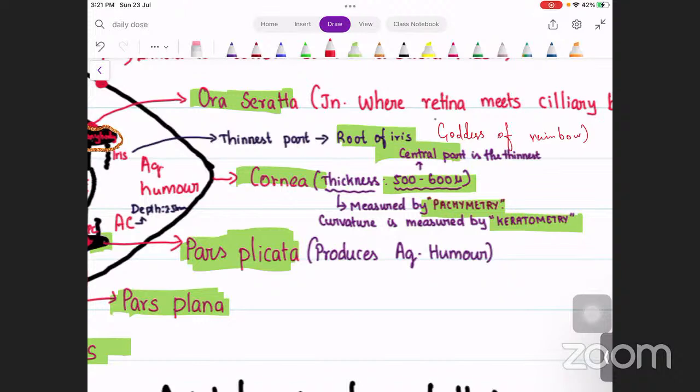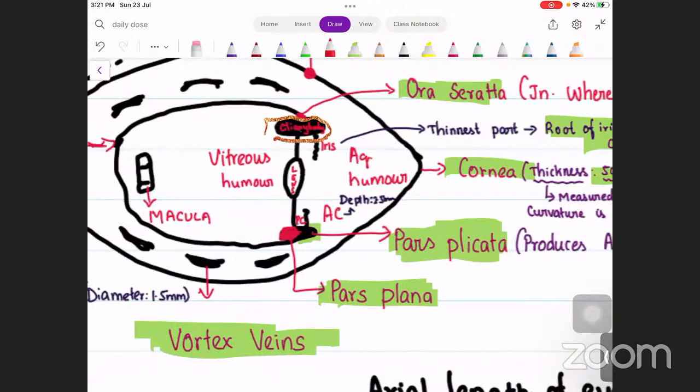So, outer layer cornea, inner layer retina. Retina contains the choroid, and the point where the retina attaches to the ciliary body is the ora serrata. The ciliary body contains the pars plana and pars plicata. Among these, the pars plicata produces aqueous humor. The ciliary body attaches to the lens, and in front of the lens you have the iris, whose thinnest part is the root of the iris, called the goddess of rainbow. Behind the lens you have vitreous humor, and in front of the lens you have aqueous humor.